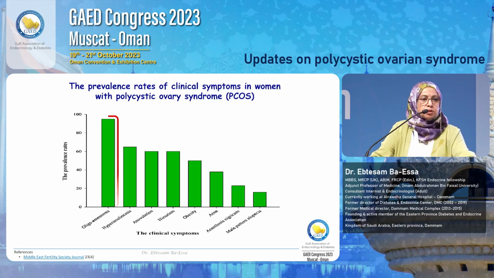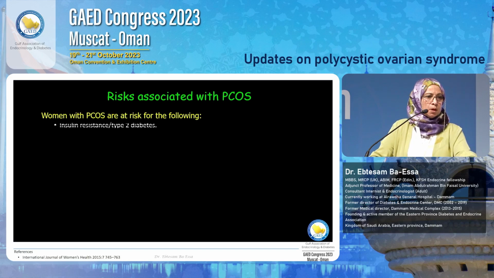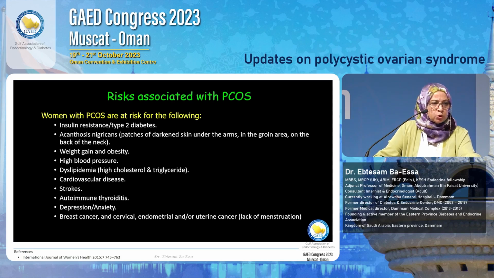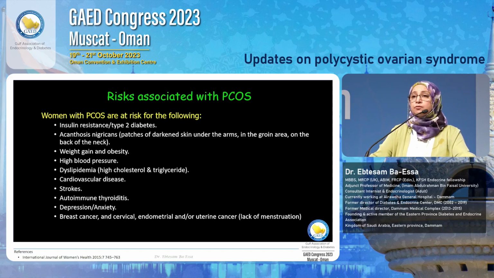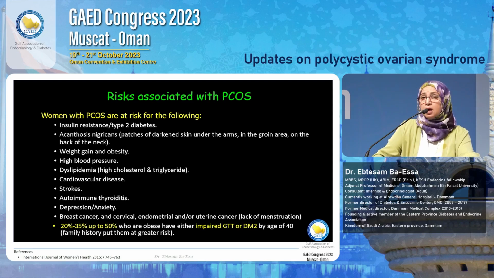So this slide shows you the prevalence of the clinical symptoms, and as you can see, menstrual irregularity is the most common, followed by hirsutism and obesity, as well as hyperinsulinemia. So women with polycystic ovary syndrome are at increased risk of multiple factors. As you can see here: type 2 diabetes and weight gain, hypertension, dyslipidemia, cardiovascular disease, stroke, autoimmune thyroiditis, depression, as well as breast cancer, cervical and endometrial hyperplasia and cancer. Up to 35%, and in some other studies up to 50% of them, may develop diabetes by the age of 40 or more.